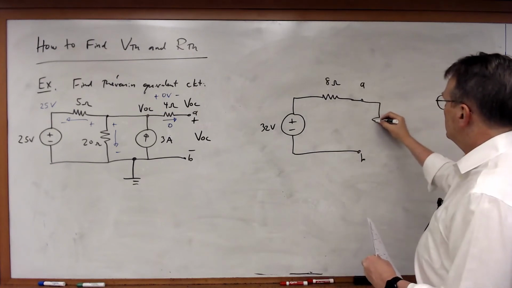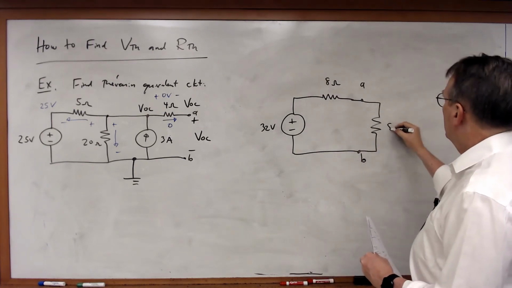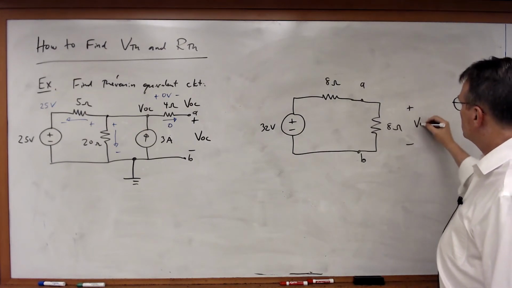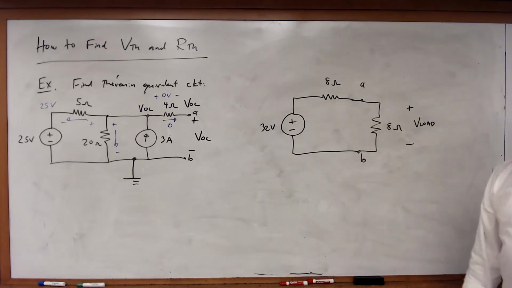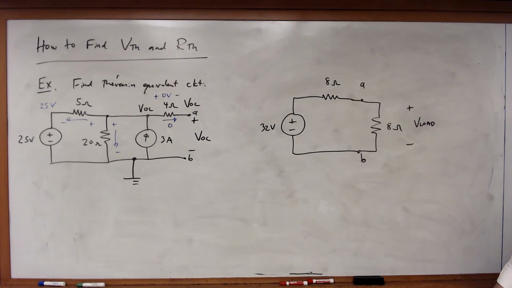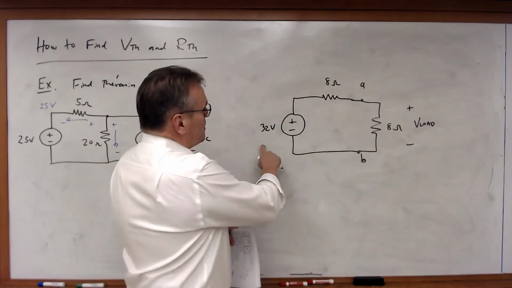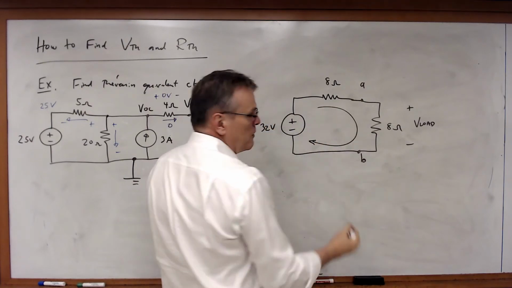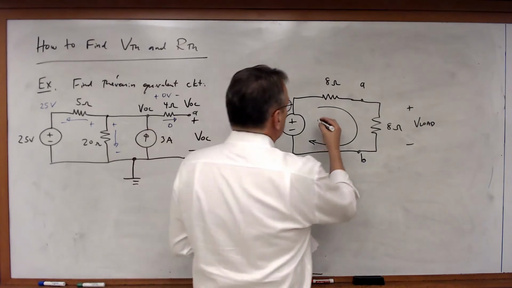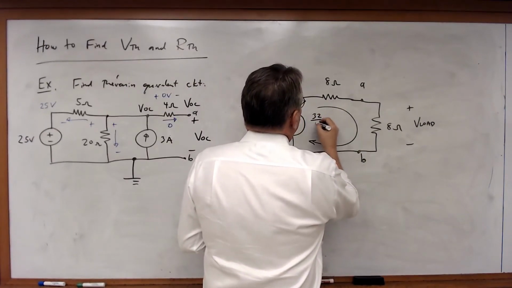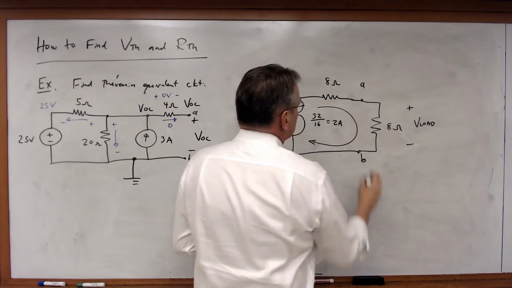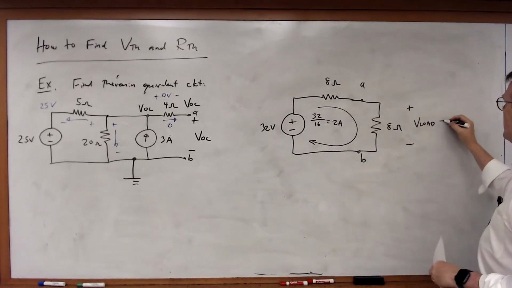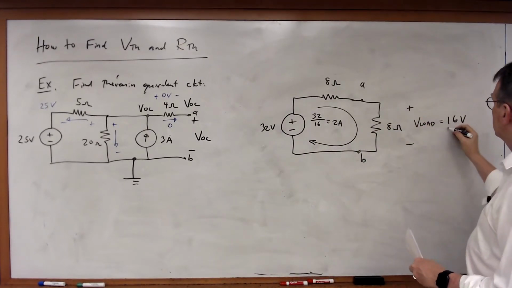In this case, let's connect an 8 ohm load resistor and calculate the V load voltage across that load resistor. This is pretty straightforward. I've got 32 volts, 8 plus 8 is 16, so the current flowing around this loop by Ohm's law must be equal to 32 divided by 16, which is 2 amps. And therefore, V load must be equal to 2 times 8, which is 16 volts.